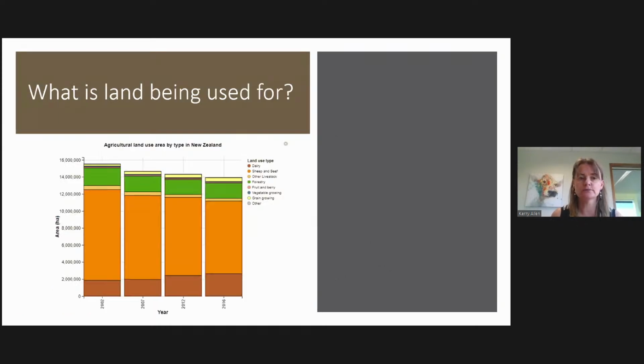So that is what we'd mean by future land use. What could we change it to, and what would be the reasons why we would do that? Okay, so we're going to move on to what is land being used for currently. So this is a little bit of traditional and a little bit of current.